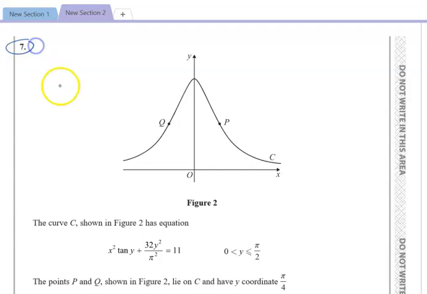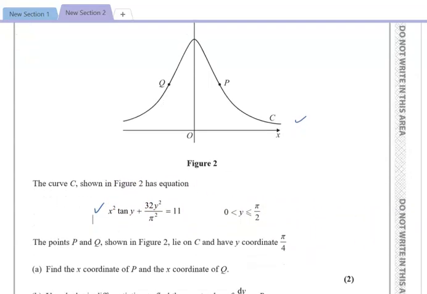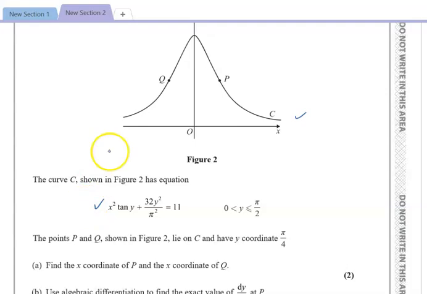Question 7. It looks scary. The diagram looks scary, but it's not hard. Let us see what we have. So we have the curve here, and then we have the equation of the graph over there. Then the first question, they are asking us to find point P and point Q. They are given, and at point Q, the y coordinate is pi by 4. And they're asking us to find the x coordinates of P and Q.